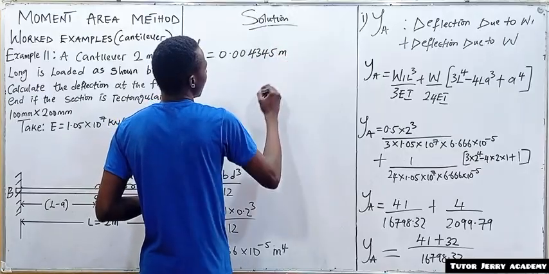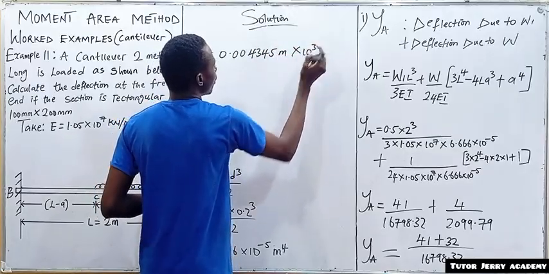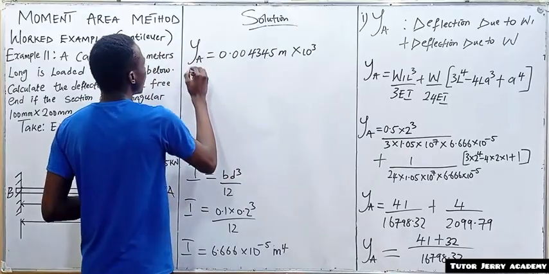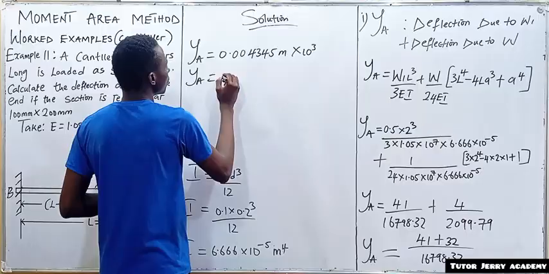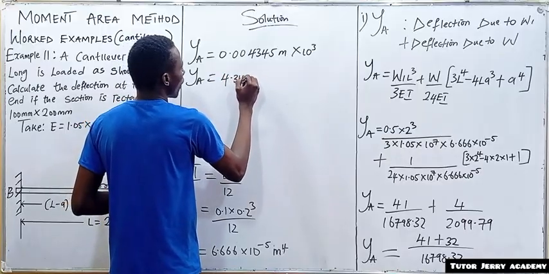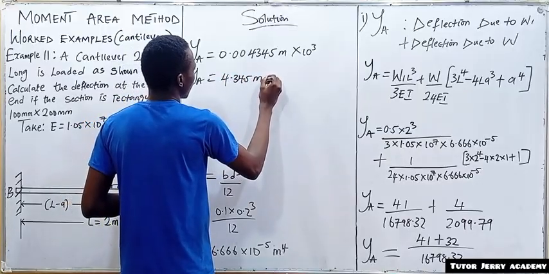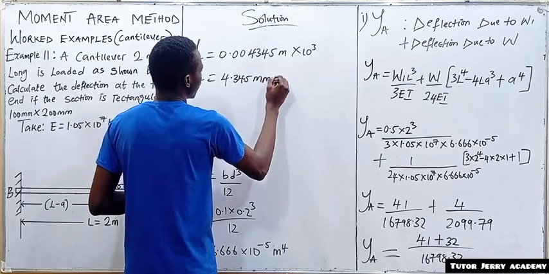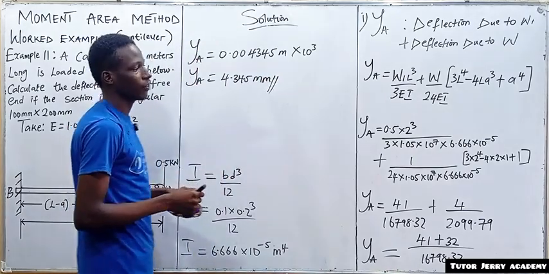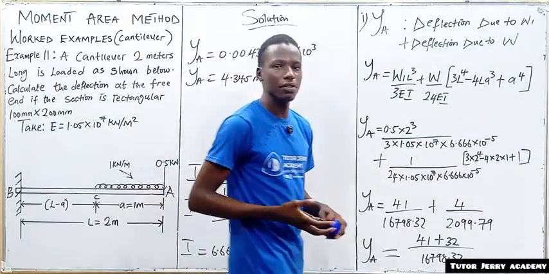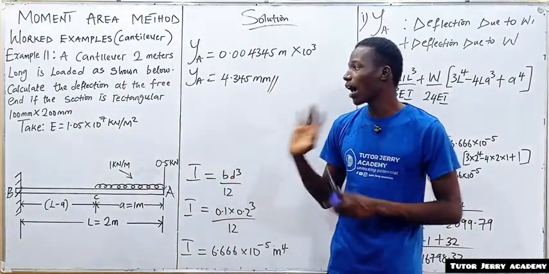0.004345. This is in meters, so we'll multiply by 10 to the power of 3 to convert meters to millimeters. So YA will be equal to 4.345 millimeters. So this is our deflection at point A. It's simple and straightforward.